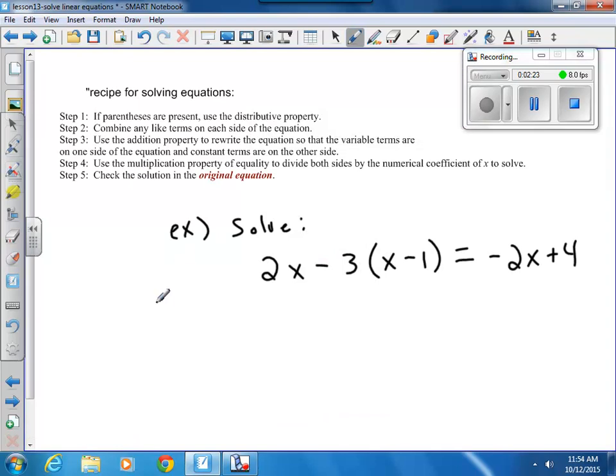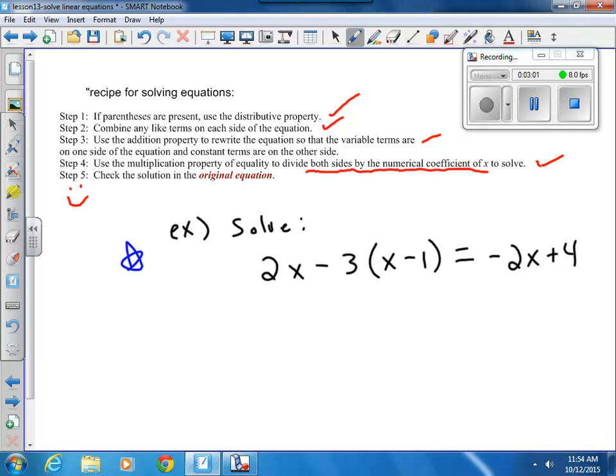Let's dive right in. You see a lovely equation right here. You see our equations are getting longer. But general recipe: if parentheses are present, use your distributive property. Combine any like terms on each side of the equation. Use the addition property to rewrite the equation so that variable terms are on one side. I like to get my variables on the left and my numbers on the right in terms of balancing the equation. And use the multiplication property of equality at the very end to get your x isolated. And then check your solution, of course.